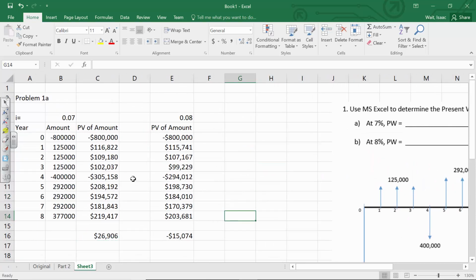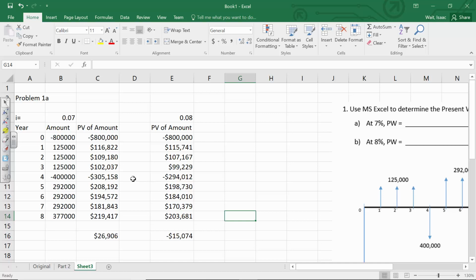Okay, so if you are borrowing money at 7%, this will be a profitable project because the present worth is greater than 0 when you're discounting the cash flow diagram at 7%. If you're borrowing money at 8%, this will not be a profitable project.